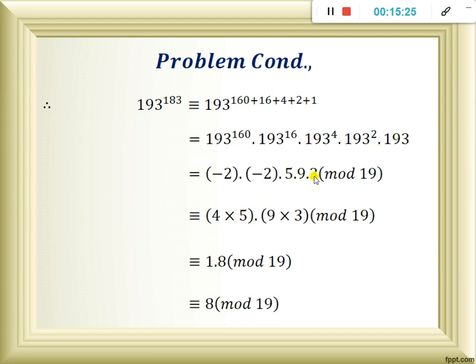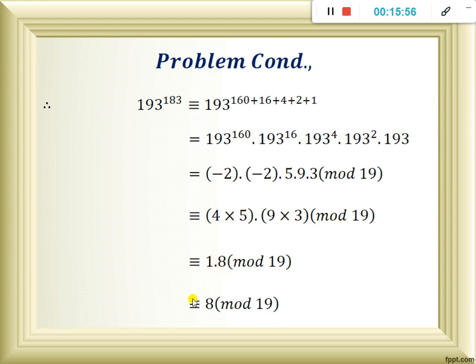193 power 3. Right? So just club this. Minus into minus, plus 4 into 5 is 20. Again here 9 threes are 27. Right? Then divide this number by 19, you will get 8 as the remainder. So here 5 fours are 20. In 20 we have only 19 once, so it becomes 1. So 9 threes are 27. Then we can divide that 27 by 19, we will get 8.